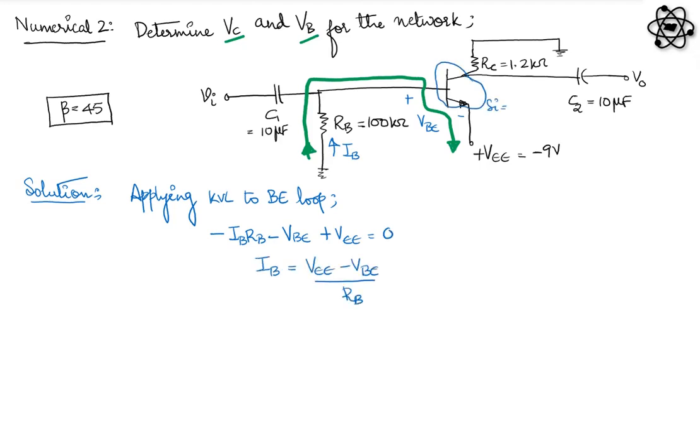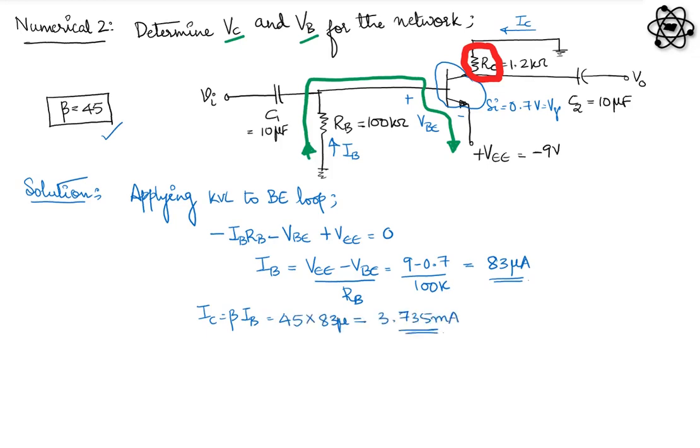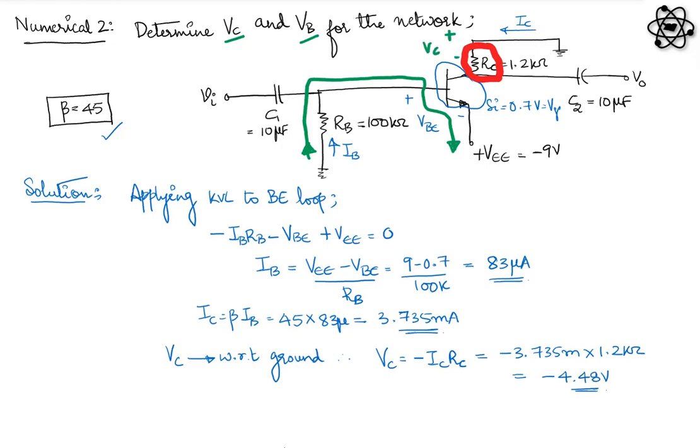So first, to determine IB, I have indicated the KVL in the green, and that gives me a value of IB equal to 83 microamps. Now I need to compute the value of IC. For that I have beta times IB. Since VC is measured with respect to ground and the direction of the current is opposite, that is why I get a negative value, that is minus 4.48 volt. Similarly, if I want to compute VB, that also will be negative because of the direction of the current, and that is minus 8.3 volts.